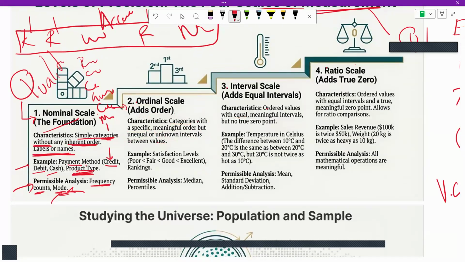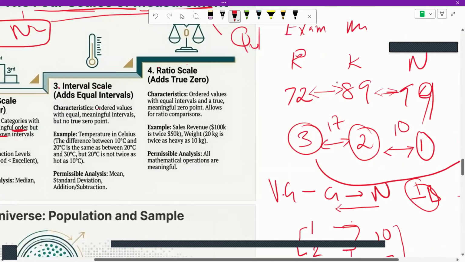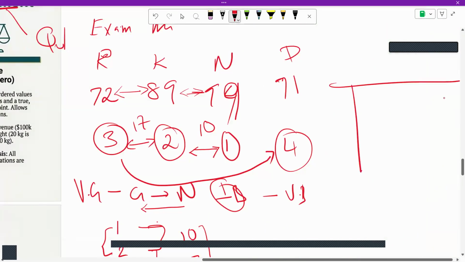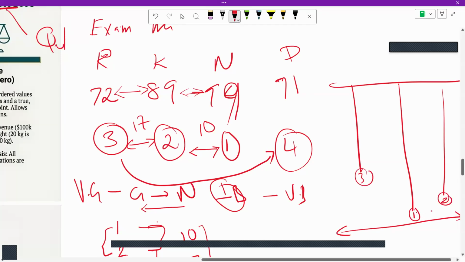Here you see categories with a specific and meaningful order. It has a meaningful order, but unequal or unknown intervals, as in a race. So this is the final line. You say triangle number 1, 2, 3. You see the differences.